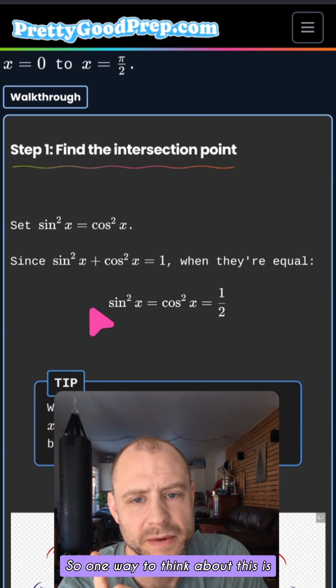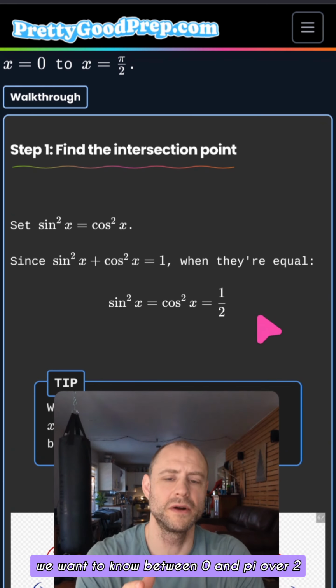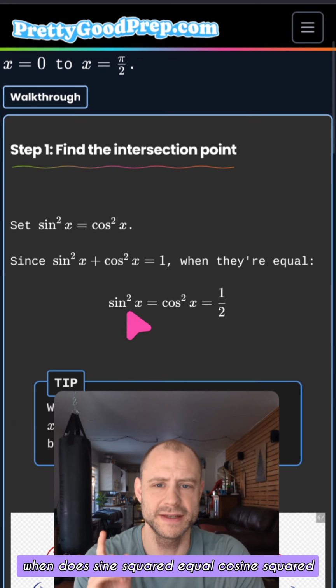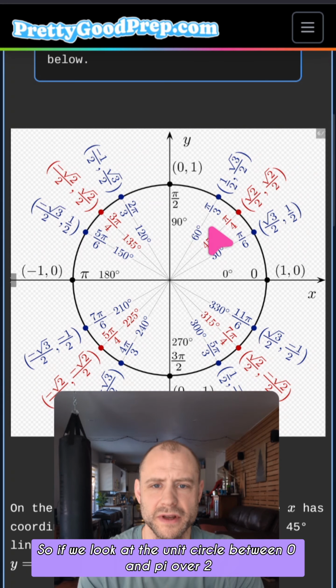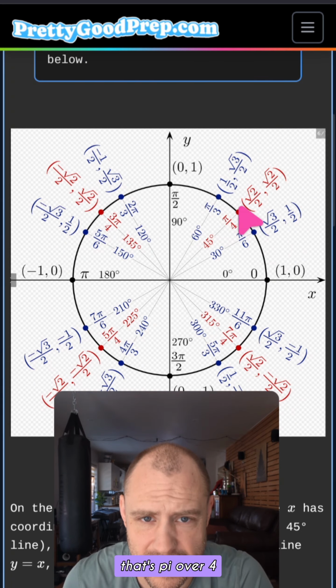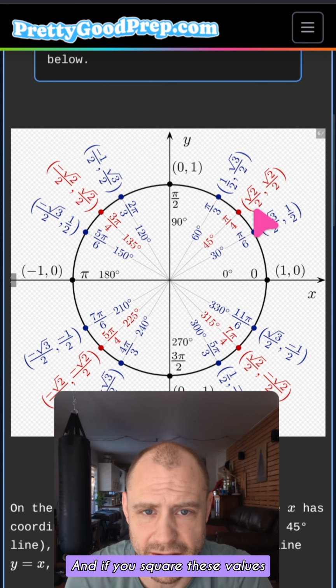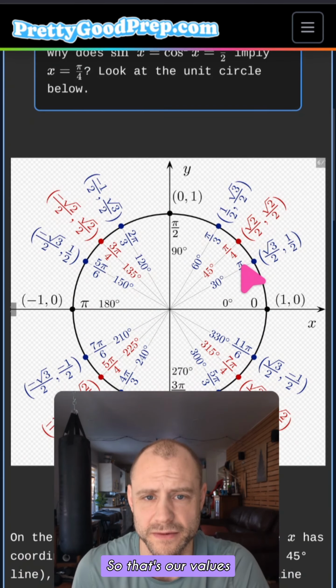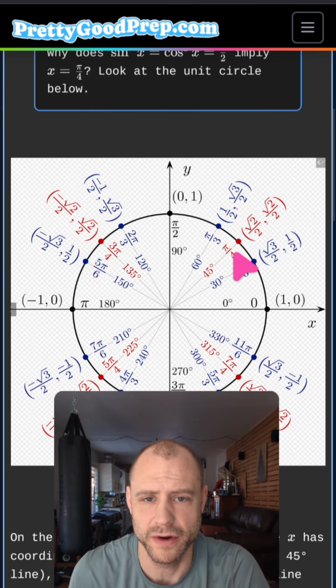One way to think about this is, we want to know between 0 and pi over 2, when does sin² equal cos²? If we look at the unit circle between 0 and pi over 2, sine and cosine are only equal at one point, that's pi over 4. And if you square these values, you get 1 over 2. So that's our value, x is equal to pi over 4.